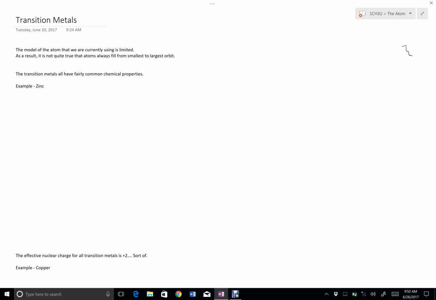So zinc has an atomic number of 30 and an atomic mass of 65. So that means it has 30 protons, and 65 minus 30 gives 35 neutrons. And we're going to have a lot of shells here, so bear with me.